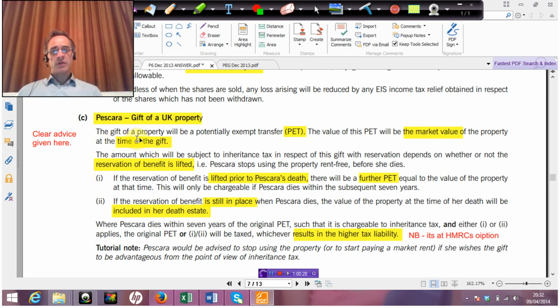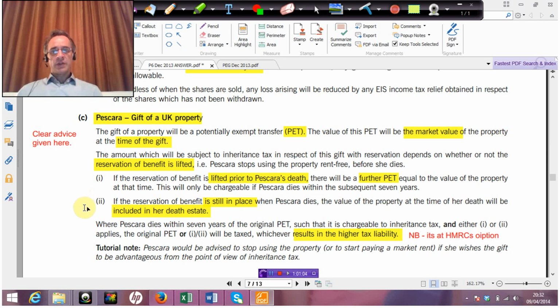Let me take you through it. Essentially, a gift with reservation of benefit is going to be treated as a PET. In other words, it's treated as if it's a normal gift, and the value that's used, as always, for a normal gift will be the market value at the time of the gift. Broadly speaking, what we get in the areas here is really another option. Well, really two other options. I'll deal with the easier one first.